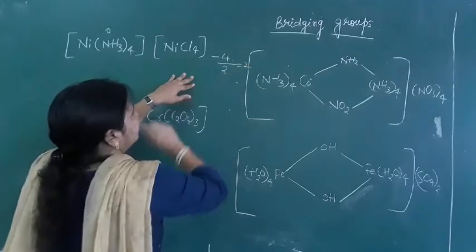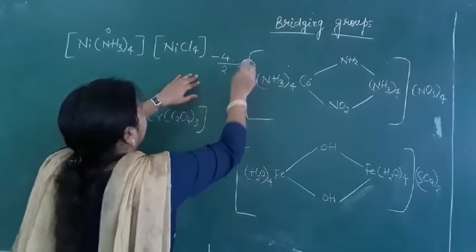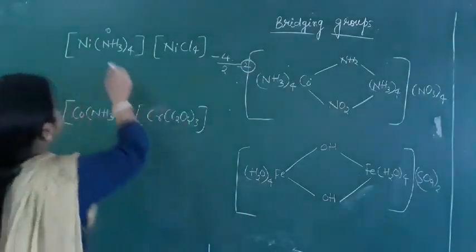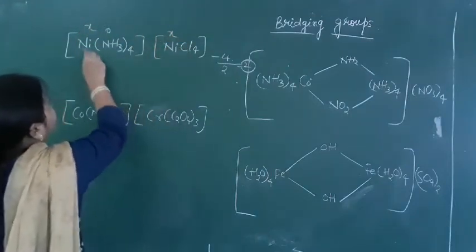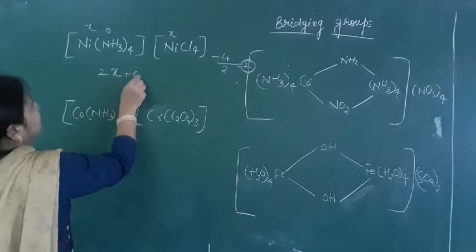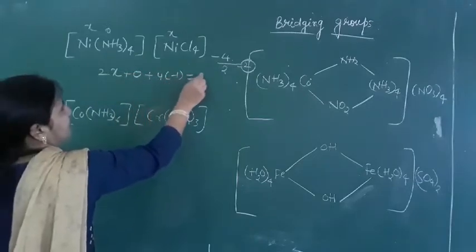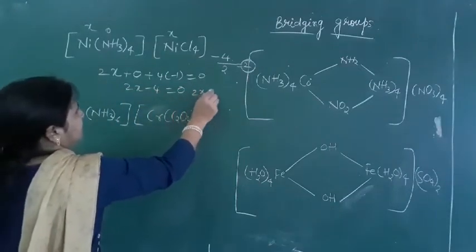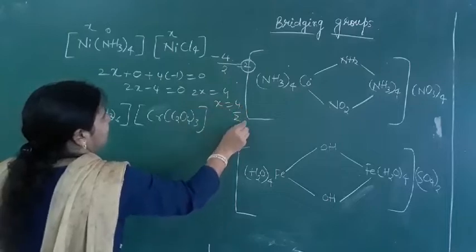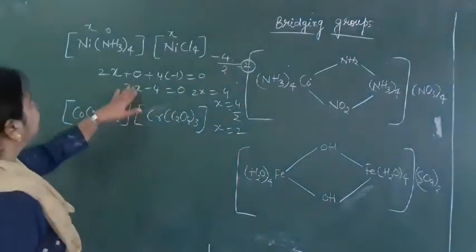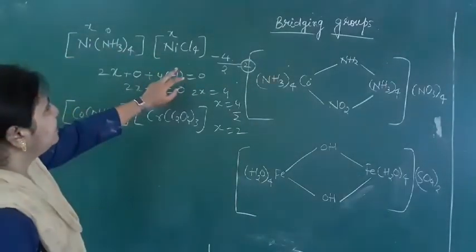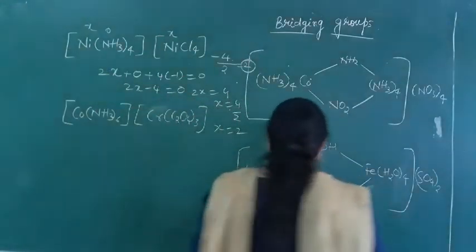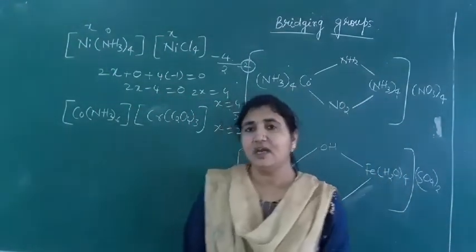So 4 will come here, just divide by 2. Okay, we will get 2 here. So this 2 will be the oxidation number of both the nickel atoms. Or we can say this is also X, this is also X. So 2X plus 0 plus 4 times minus 1 is equal to 0. So 2X minus 4 is equal to 0, or 2X is equal to 4. So X is equal to what? It will be 4 by 2. So X is 2 here. Both are the same, nickel and nickel. So plus 2 charge on this nickel and plus 2 charge on this nickel. So both the central metal atoms have the oxidation state plus 2.